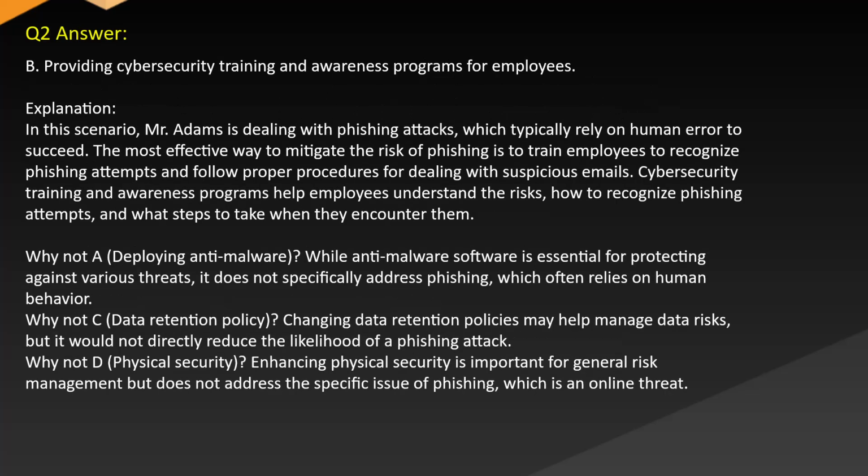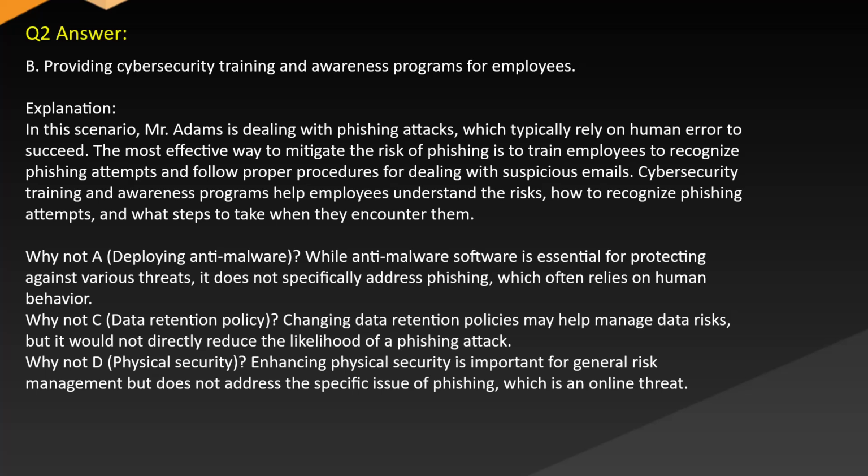Answer: B. Providing cybersecurity training and awareness programs for employees. Explanation: In this scenario, Mr. Adams is dealing with phishing attacks which typically rely on human error to succeed. The most effective way to mitigate the risk of phishing is to train employees to recognize phishing attempts and follow proper procedures for dealing with suspicious emails. Cybersecurity training and awareness programs help employees understand the risks, how to recognize phishing attempts, and what steps to take when they encounter them.